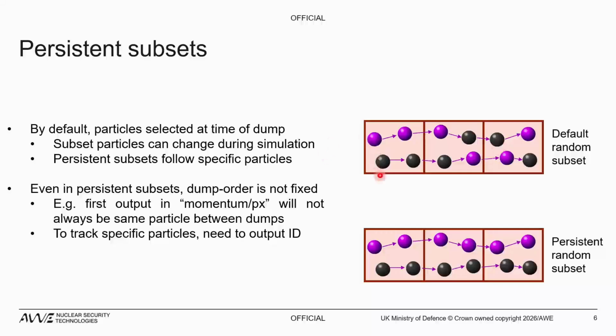So an example here, we've got 2 particles. By default, if you have random sampling, one time step it might give you this particle, and then this, but maybe the 4th time step gives you the 2nd particle, and then goes back to the first one. You don't get that behavior with these persistent subsets.